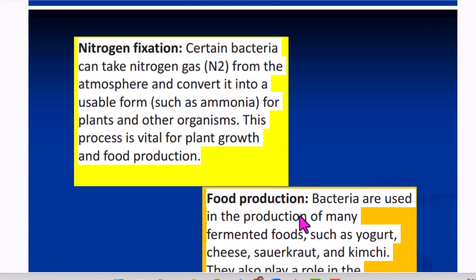This is nitrogen fixation. Certain bacteria can take nitrogen gas from the atmosphere and convert it into a usable form such as ammonia for plants and other organisms. This process is vital for plant growth and food production.